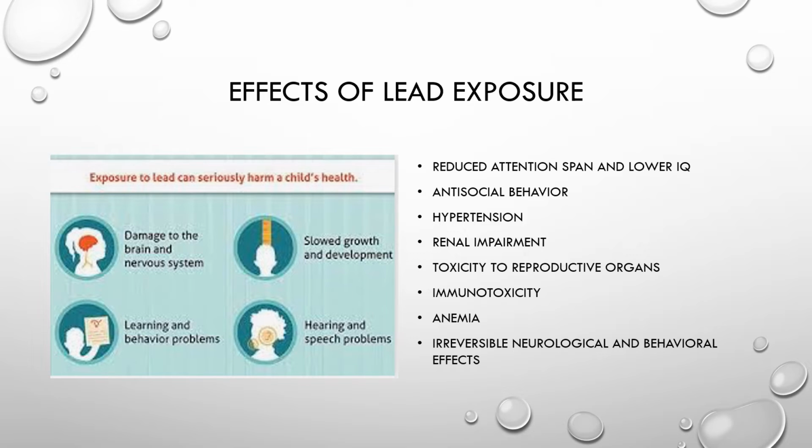What are the effects of lead poisoning on children? Lead damages the brain and nervous system the most. This slows growth and development and can cause learning and behavioral problems. Children who have been exposed to lead may have speech and hearing deficits, reduced attention span, lower IQ, and antisocial behavior. Some other physical effects include hypertension, renal impairment, toxicity to reproductive organs, immunotoxicity, and anemia.